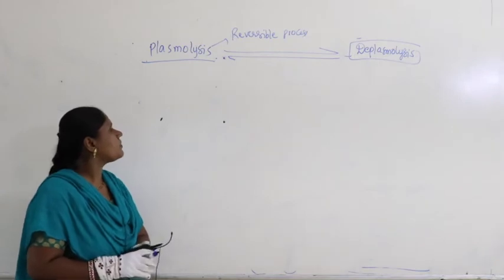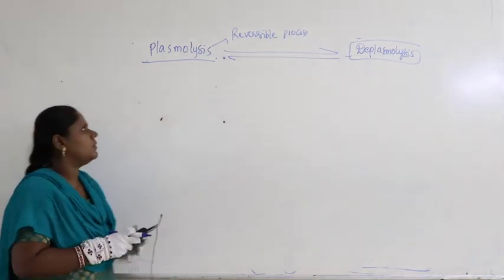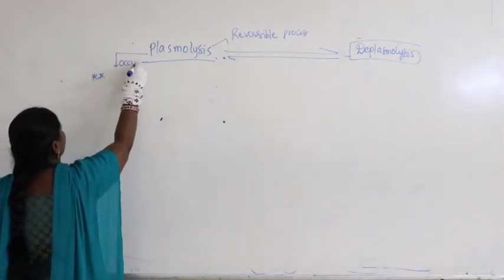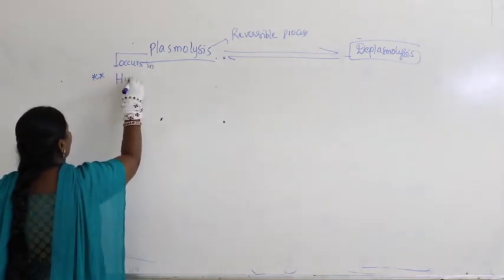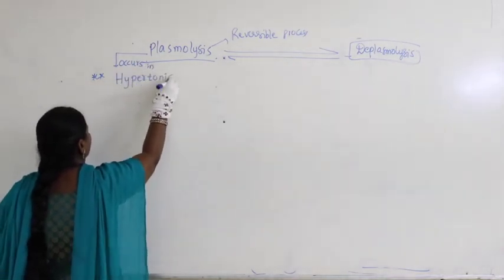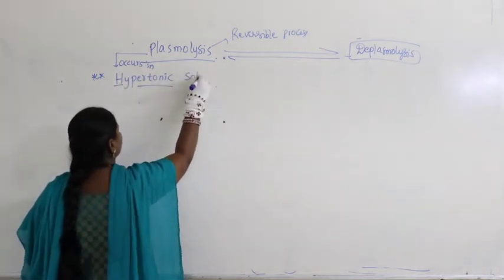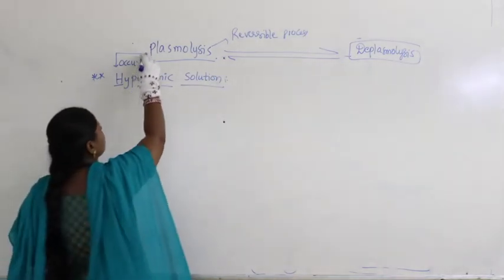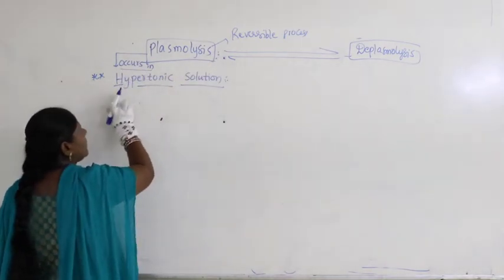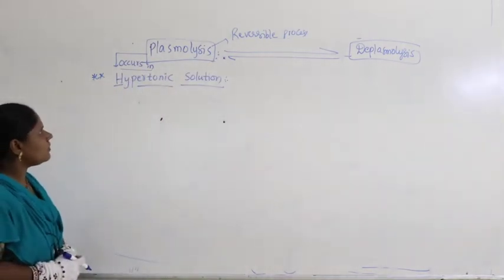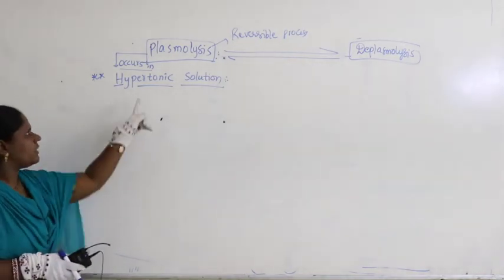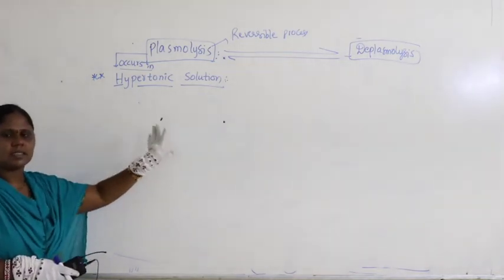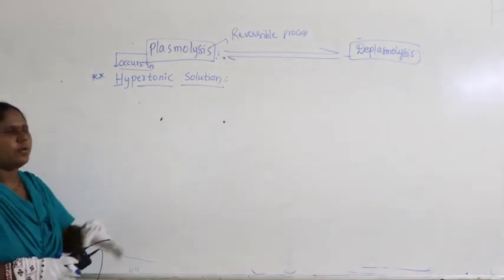Listen carefully here. Now when you talk about plasmolysis, plasmolysis occurs in hypertonic solution. Okay, so we are discussing plasmolysis, which occurs in hypertonic solution. So what is a hypertonic solution? We discussed it in the last class. Now let me take the same situation of hypertonic solution. Let us say a plant cell is in hypertonic condition.